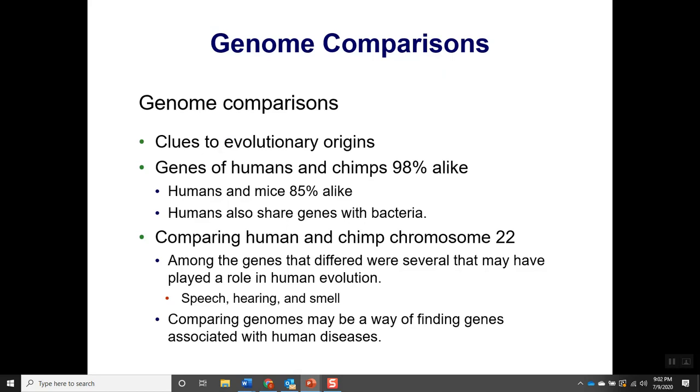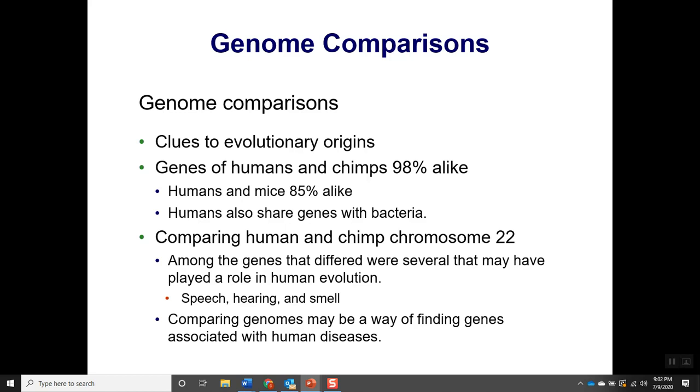Okay, next, genome comparisons. These are clues to evolutionary origin. Remember, we can analyze how closely related genetically or evolutionarily organisms are by analyzing how similar their DNA makeup is. Again, chimpanzees are around 98, 99% alike. Humans and mice are around 85% alike. Even with bacteria, we still share some genes, because ultimately all organisms, via the concepts of evolution, stem from one organism long, long ago. We'll get to that in another chapter.